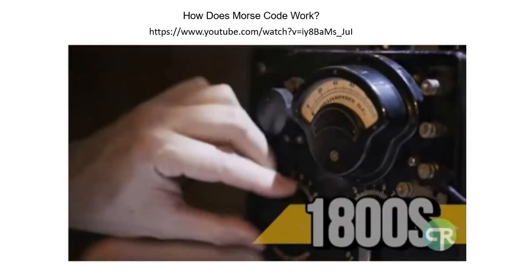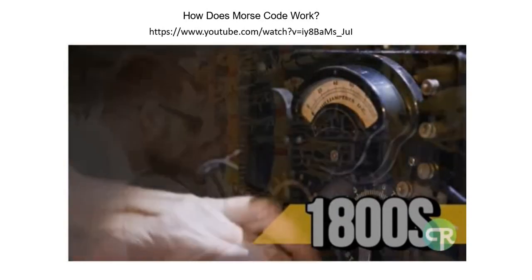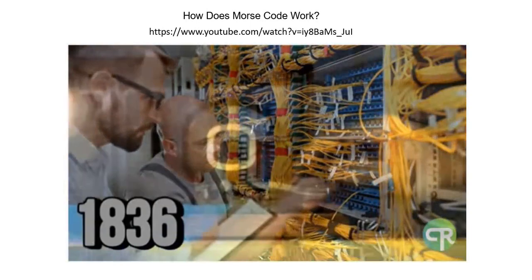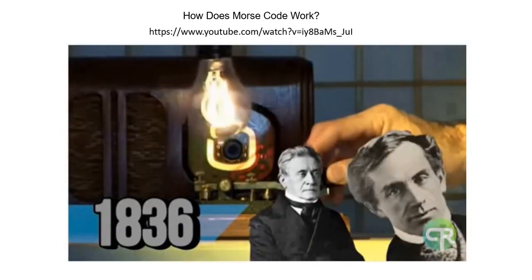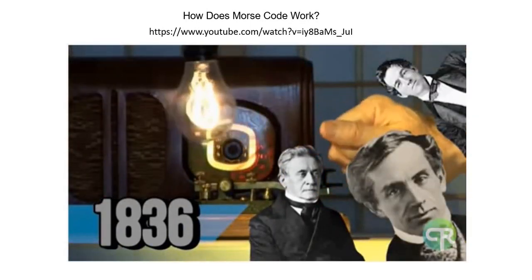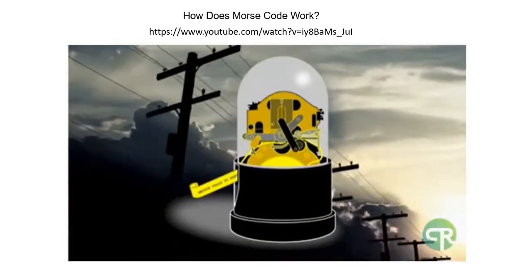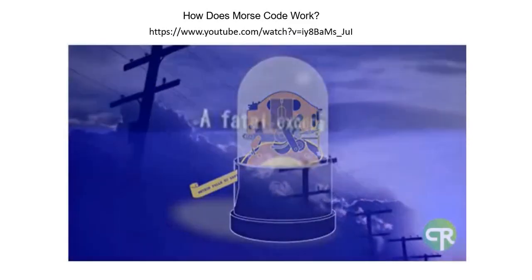Back in the early 1800s, engineers and scientists were just starting to pioneer electrical communication methods. In 1836, Samuel Morse, Joseph Henry, and Alfred Vail invented the electrical telegraph system. It was the first system that allowed communication over great distances.